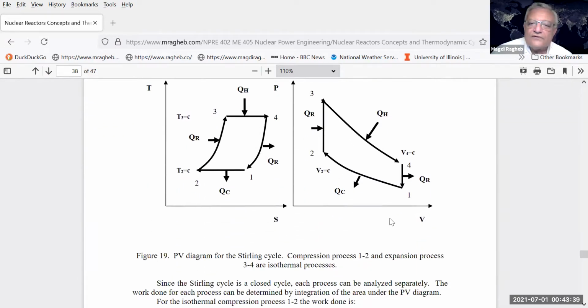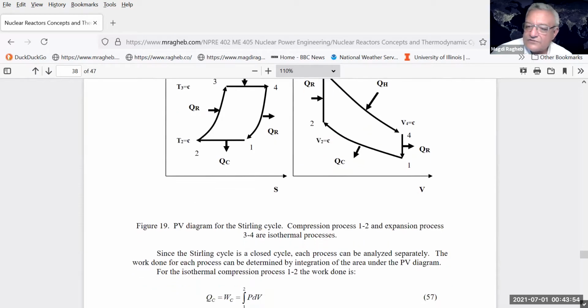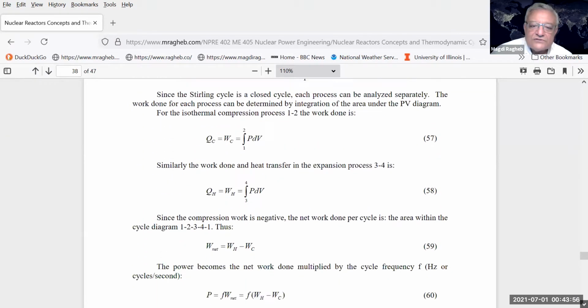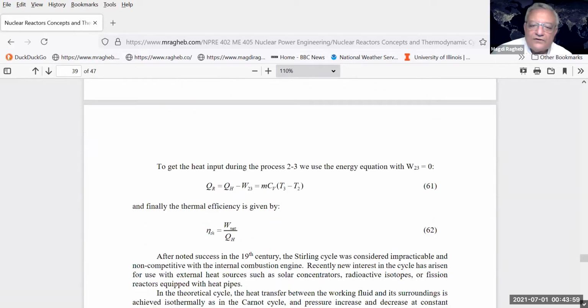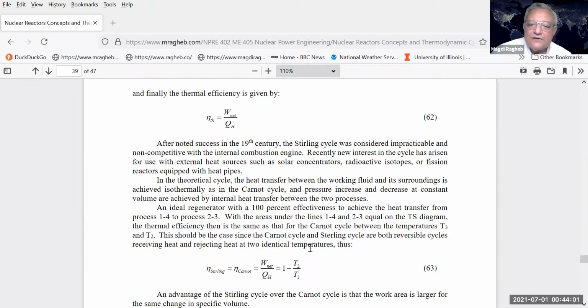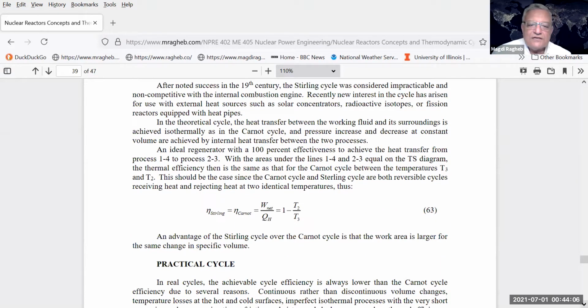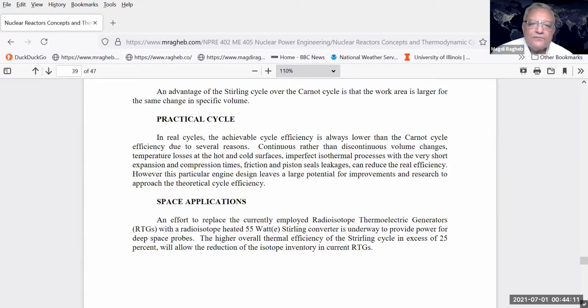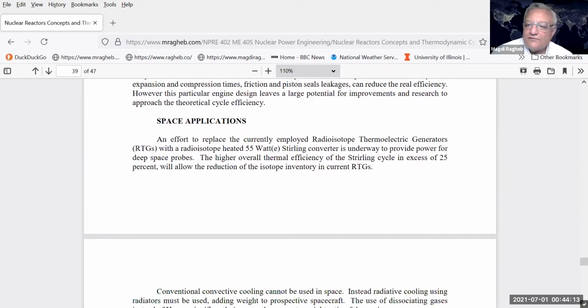If you use a Stirling cycle, you find that on the PV diagram and the TS diagram, if your QR, the rejection of the heat here, is added exactly here through a regenerator, you can get a cycle efficiency for the Stirling cycle that is the same as the ideal efficiency, the Carnot cycle efficiency. So we find that the efficiency is basically interchangeable. I'll give you a problem about the space application for the Stirling engine.